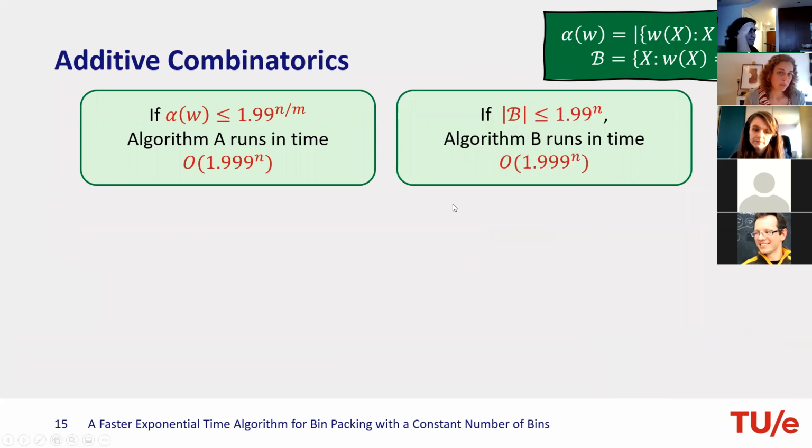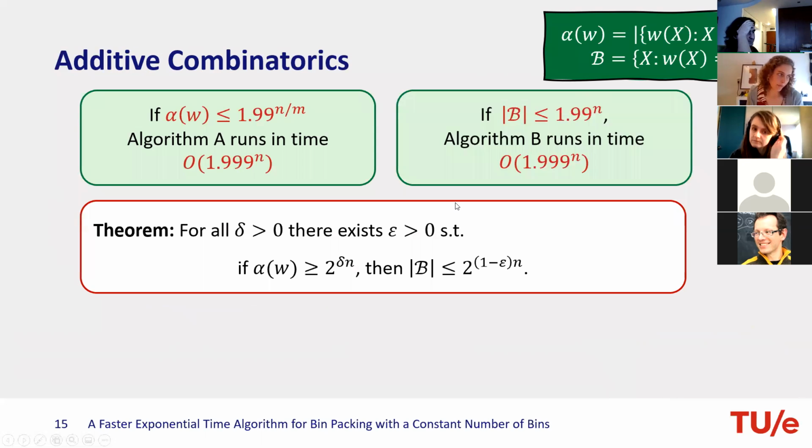And this is where we came up and were able to prove the following theorem. And it says that for all delta greater than 0, there exists an epsilon greater than 0, such that if this alpha is bigger than 2 to the delta n, then B is actually going to be smaller than 2 to the n with some epsilon factor.